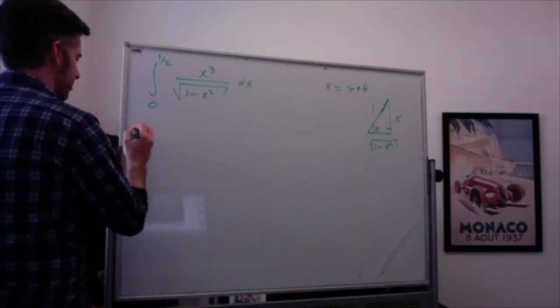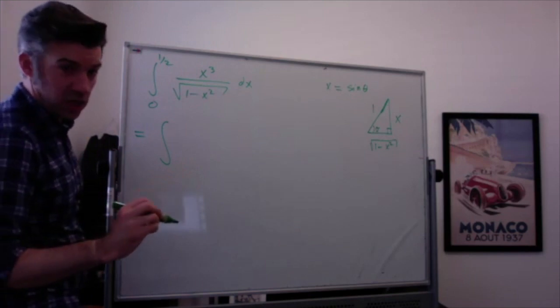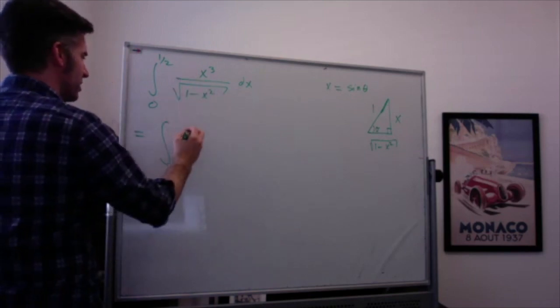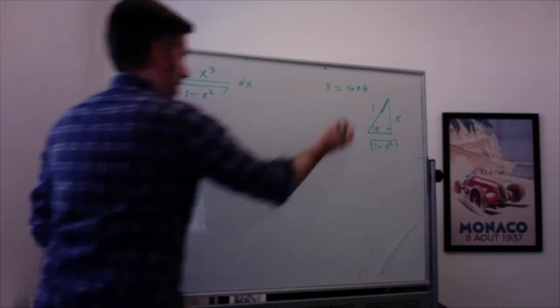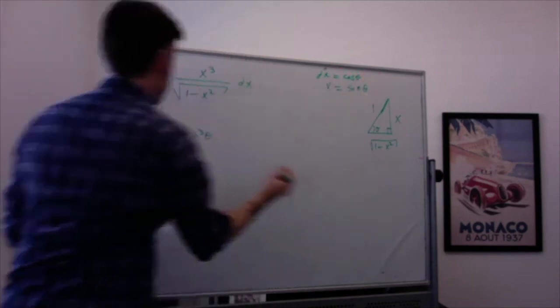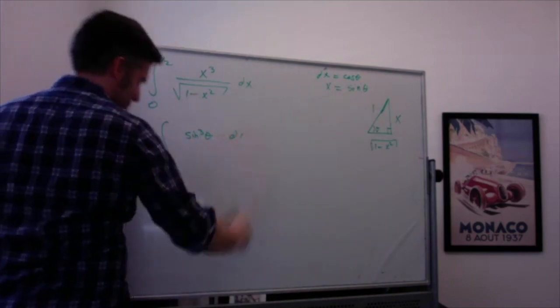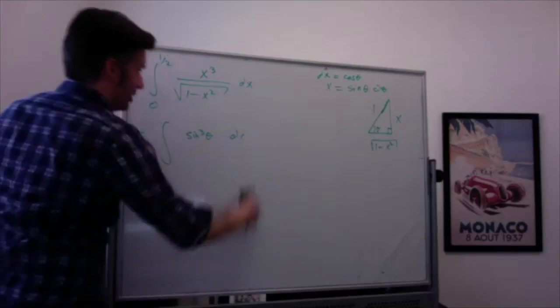All right. So let's see what I've got here. x cubed is sine cubed theta. I need my dx. dx is cosine theta d theta.